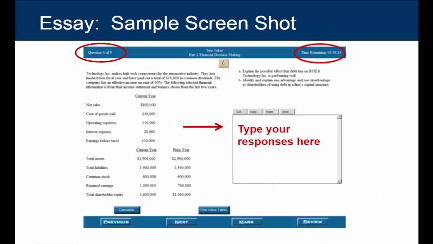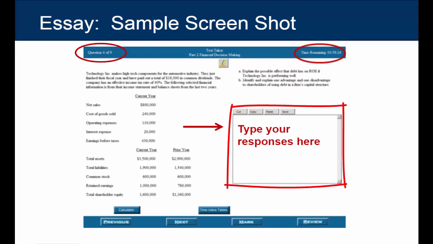Finally, here's a sample screenshot of what you'll see during the essay portion of the exam. On the left side of the screen, you can see which question number this represents in the essay portion of the exam. The amount of time remaining for the exam is in the upper right-hand corner. In this example, the problem is explained in 2 paragraphs in the middle of the screen, and then the box for your response is in the lower right-hand side of the screen.